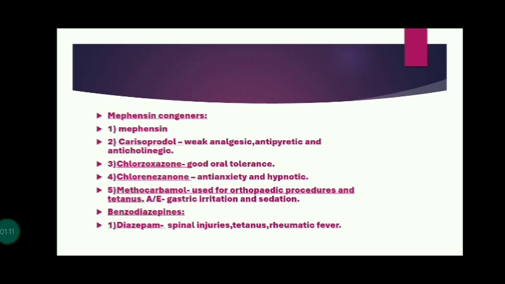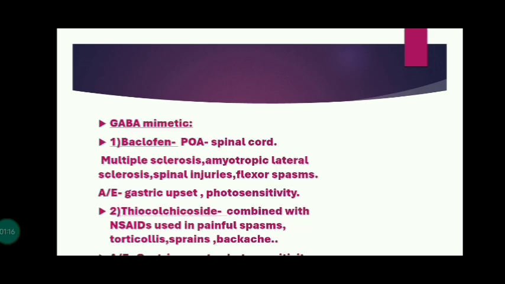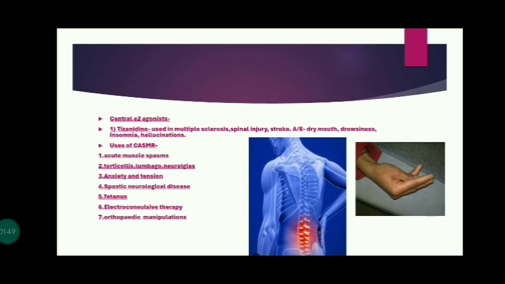The next category is benzodiazepines. Diazepam is used in spinal injuries, tetanus and rheumatic fever. The next category is GABA mimetics. Baclofen is a very common constituent of any sort of analgesic cream. Baclofen is used in spinal cord injuries. The point of application is the spinal cord. It is used in multiple sclerosis, amyotrophic lateral sclerosis, spinal injuries and flexor spasms. Its adverse effects, as we have already seen, are gastric upset and photosensitivity. Thiocolchicoside, when combined with NSAIDs, is used in painful muscle spasms like torticollis, sprains and backache.